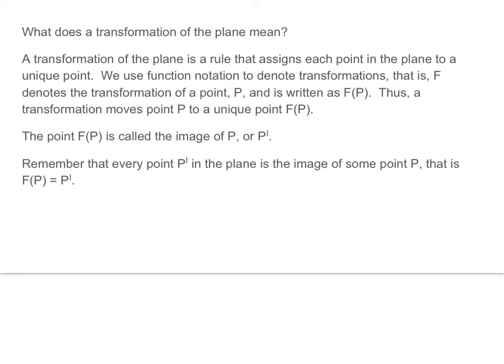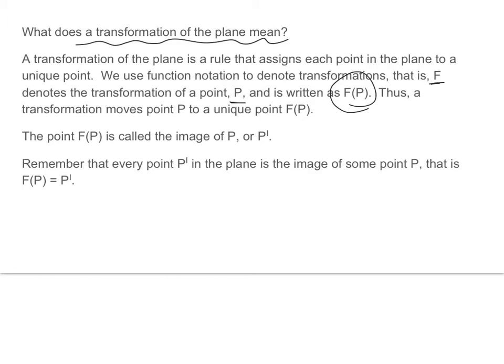I know this term has always confused us a little bit, a transformation of the plane, so I thought I'd review it a little bit. A transformation of the plane is a rule that assigns each point in the plane to a unique point. We use function notation to denote transformations. That is F. F denotes the transformation of a point P and is written as F of P.